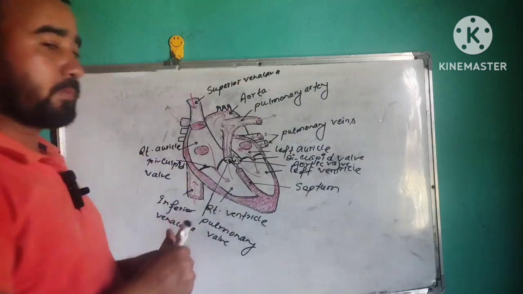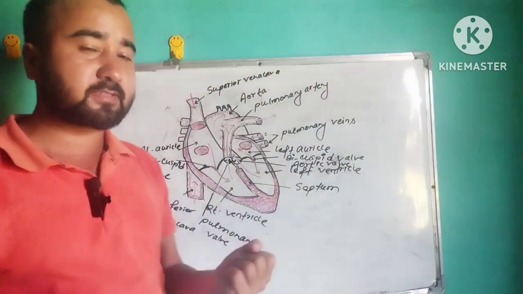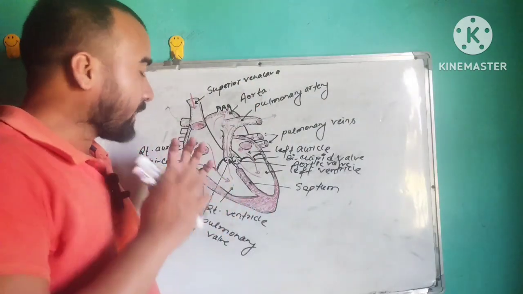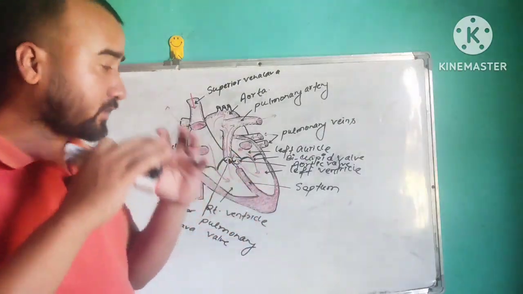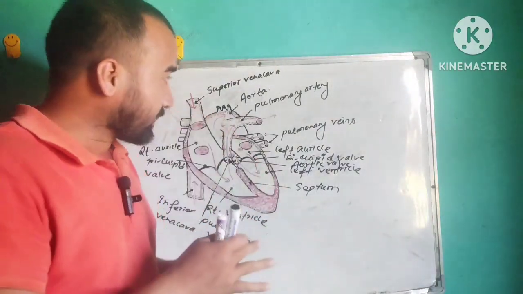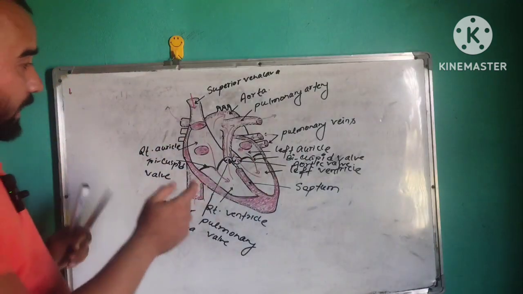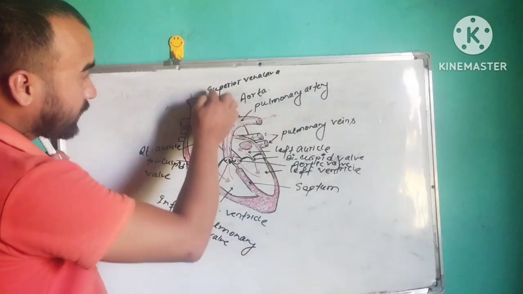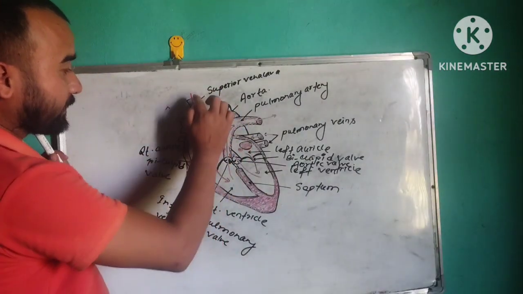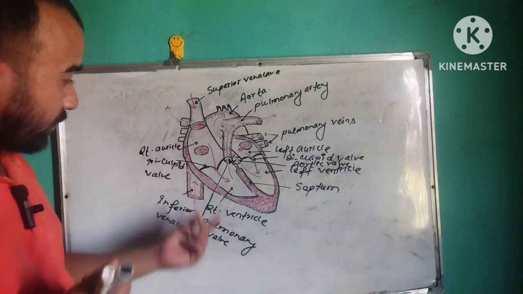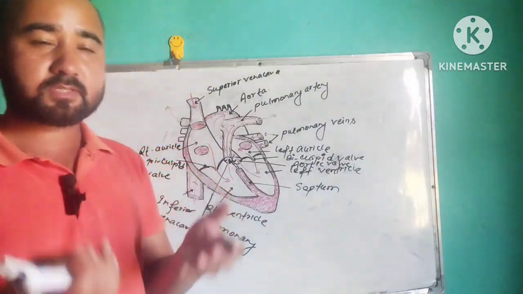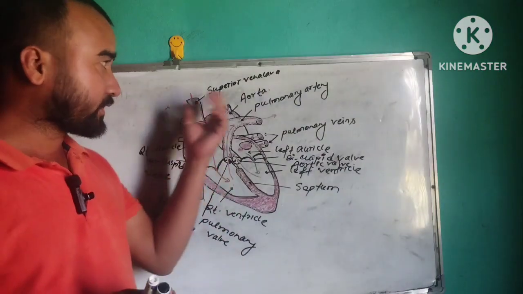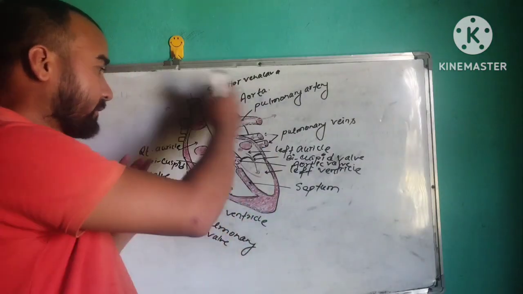And when that blood reaches the different cells and tissues of our body, the blood again becomes impure, that means deoxygenated, and again that deoxygenated blood comes back to the human heart through the superior and inferior vena cava. Okay, I hope you understand the circulation of blood as well as the different parts of the human heart.